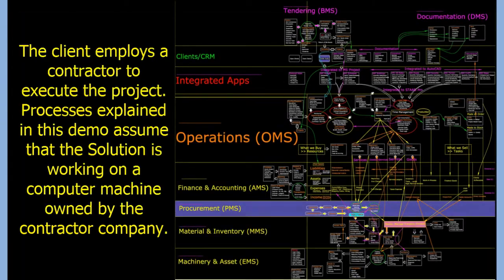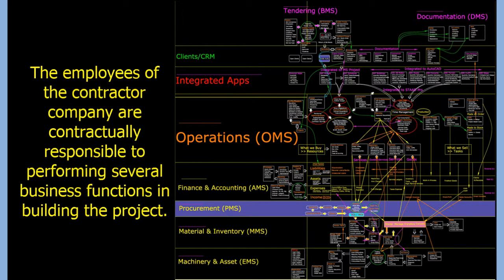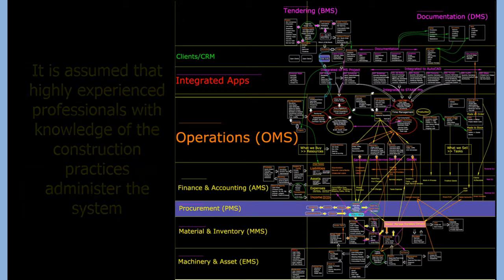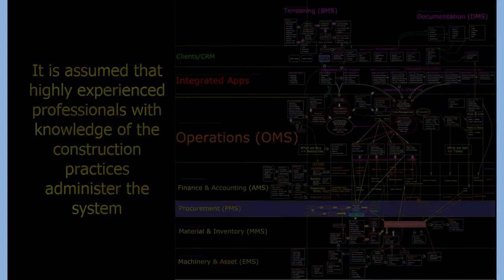The client employs a contractor to execute the project. Processes explained in this demo assume that the solution is working on a computer machine owned by the contractor company. The employees of the contractor company are contractually responsible for performing several business functions in building the project. It is assumed that highly experienced professionals with knowledge of construction practices administer the system.